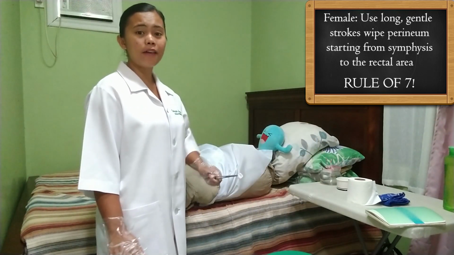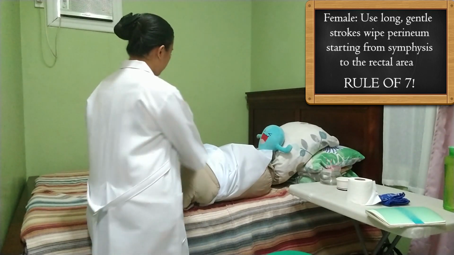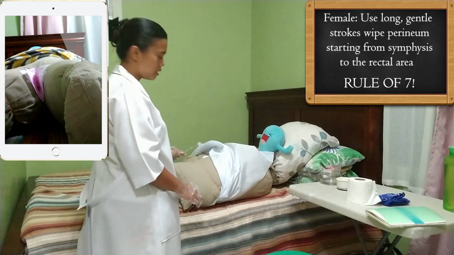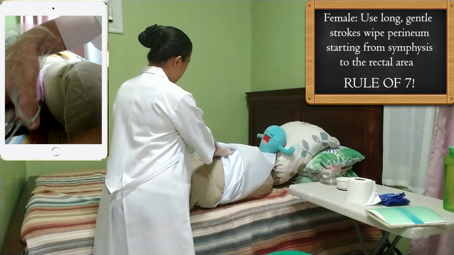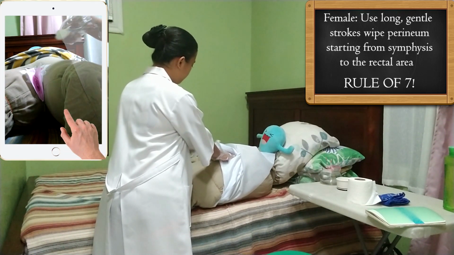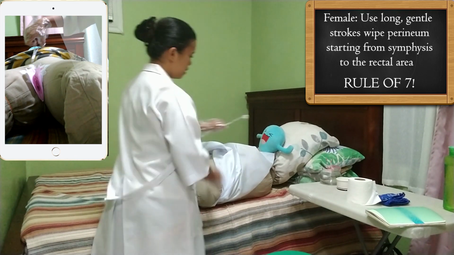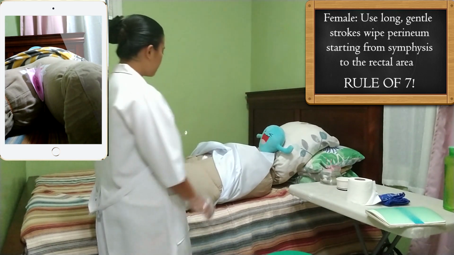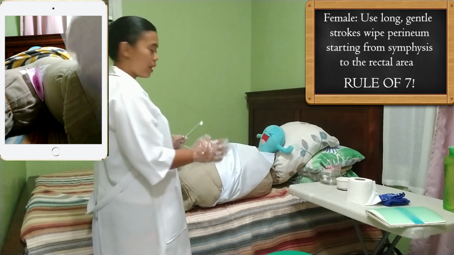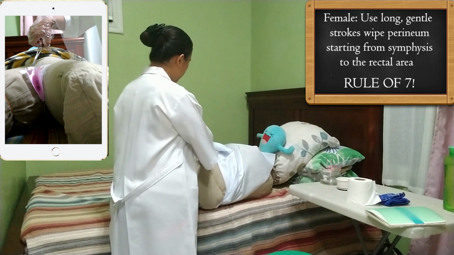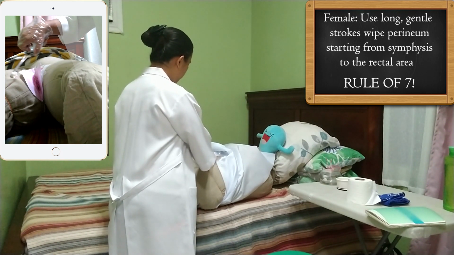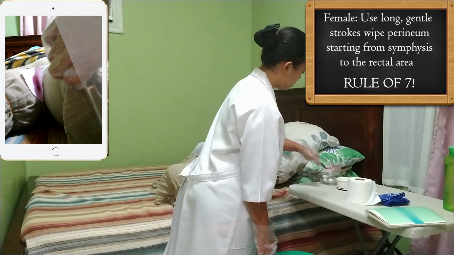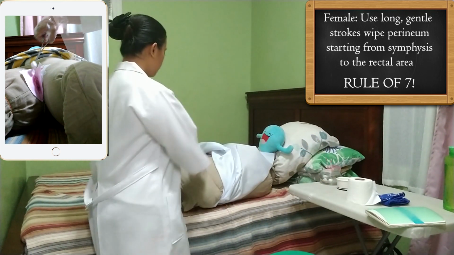So for rule of 7, the very first thing is we have to start from the symphysis pubis. Okay, we have to start right here all the way up, then discard. Next is wiping the area that's far away from us, that's from the inguinal area, going up to the legs. And then repeat on the side that's near to us.